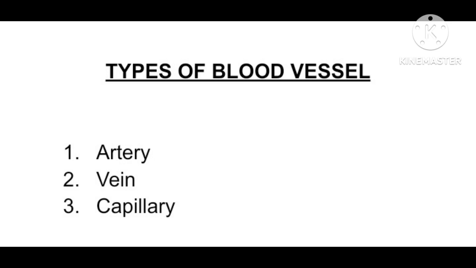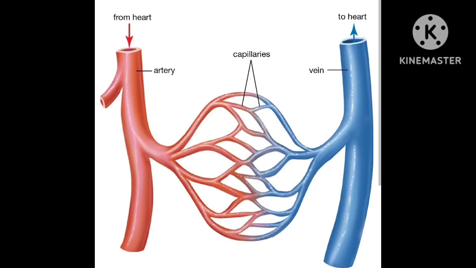There are three types of blood vessels: artery, vein, and capillary. The arteries carry blood away from the heart. The veins return the blood back to the heart, and the capillaries permit exchange of materials within the tissues. Let's discuss the arteries first.